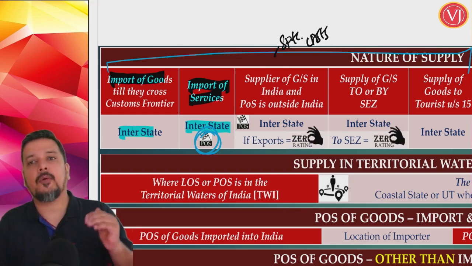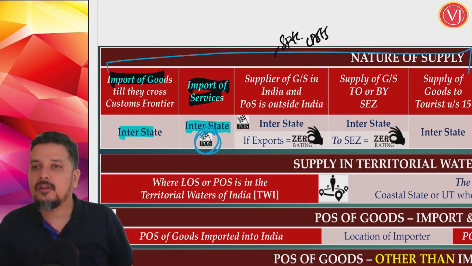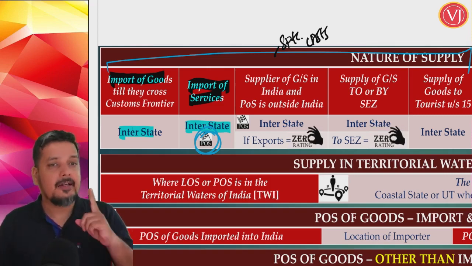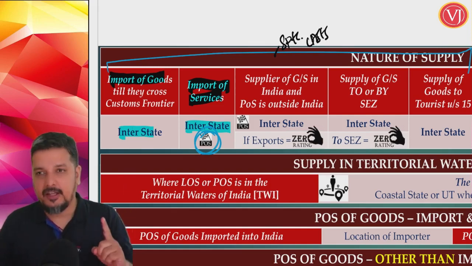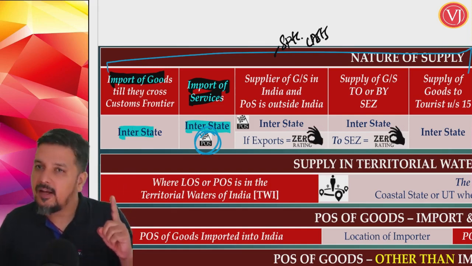USA to India, inter or intra? Whether it is goods or services, import of goods or import of services, it is interstate. Technical difference: import of goods attracts customs duty, the breakup of which is BCD, SWS, IGST. Import of service attracts IGST.